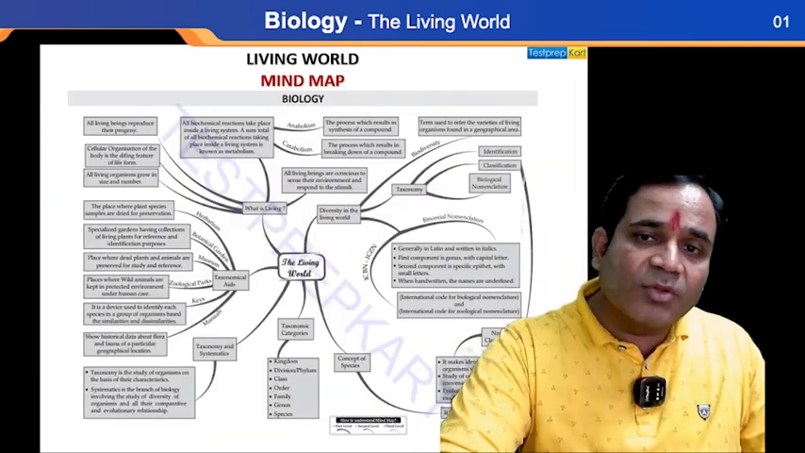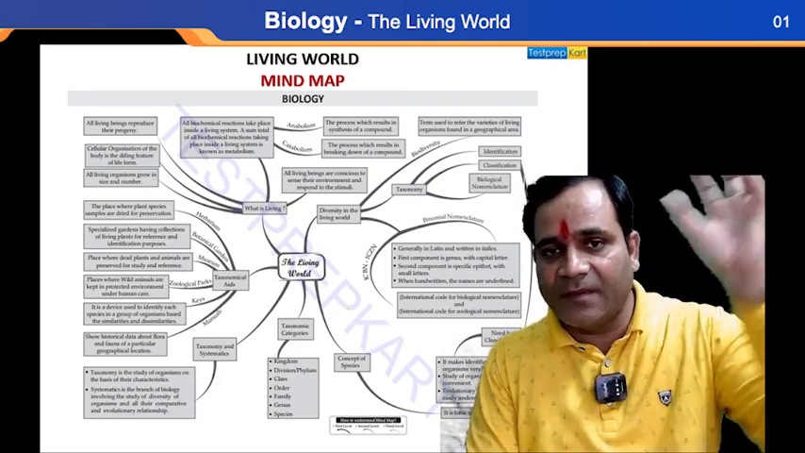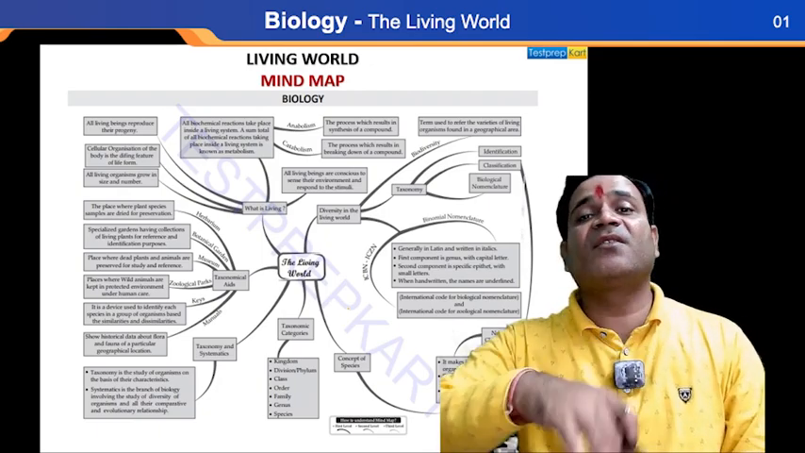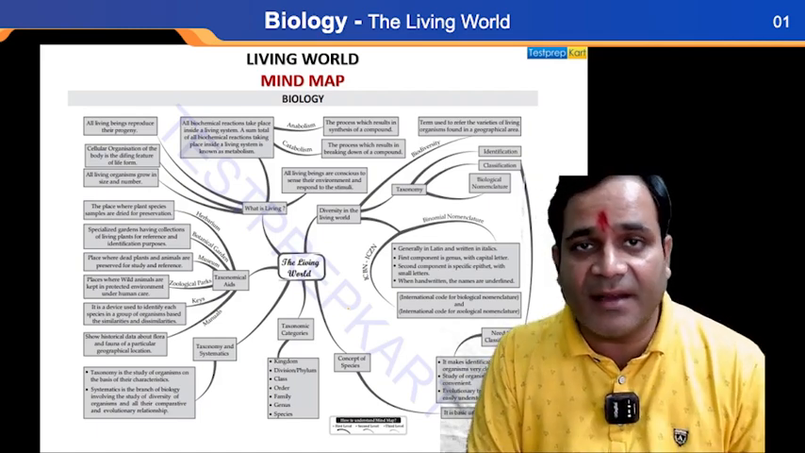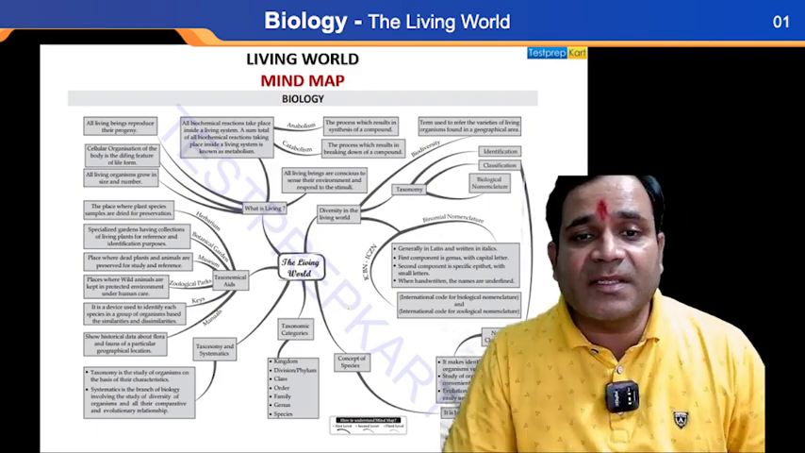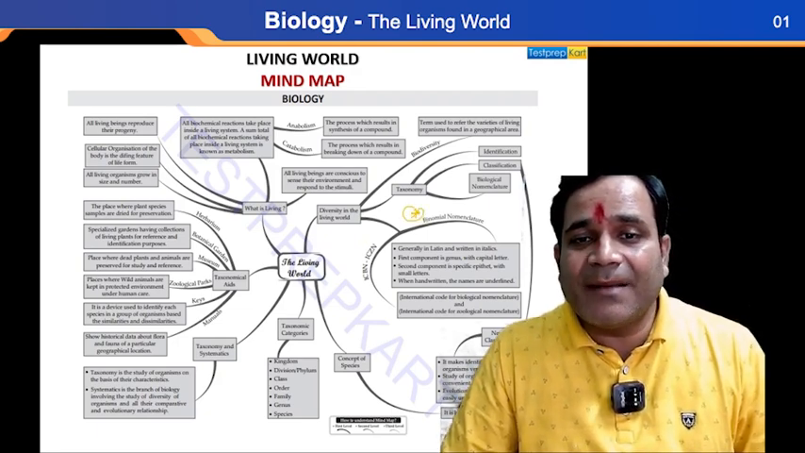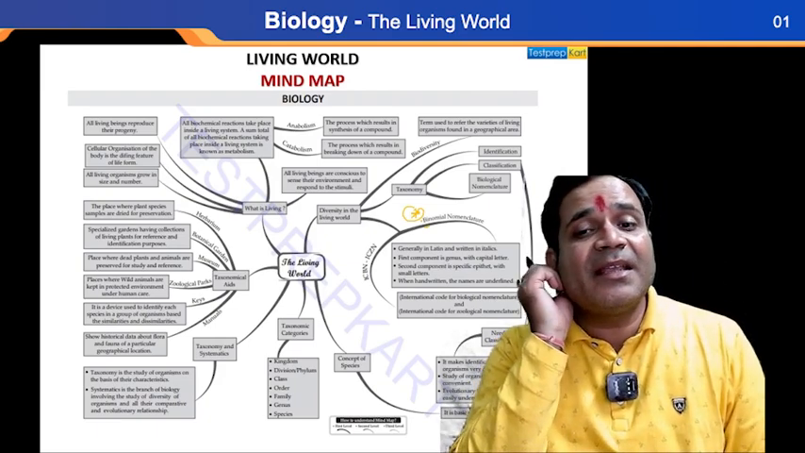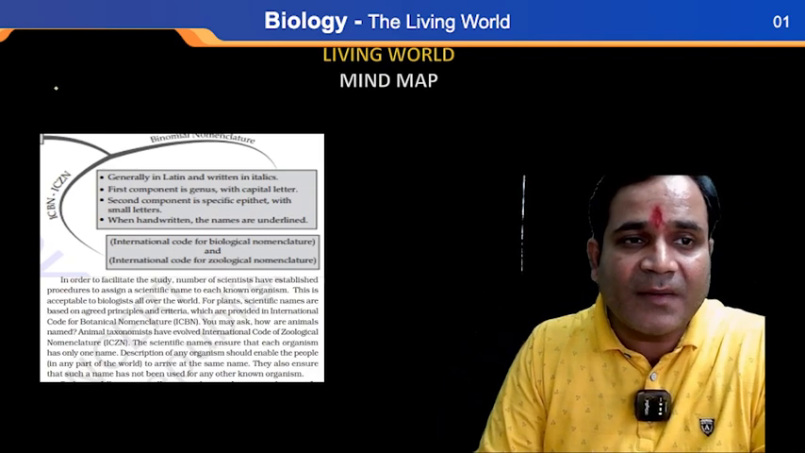Before we go through binomial nomenclature, the thing to be clear about is this. Taxonomy is identification, giving identity to the particular organism. Then we classify, grouping all the organisms, and then we give a scientific name to that organism. If I am giving the scientific name, we must know about binomial nomenclature. Nomen means giving a name to living organisms. That's why I'm saying binomial nomenclature. According to the ICBN and ICZN, do you know the full form of ICBN? Let's see.